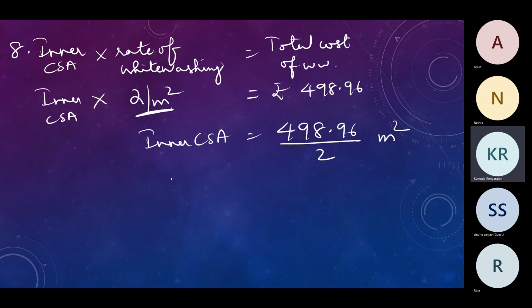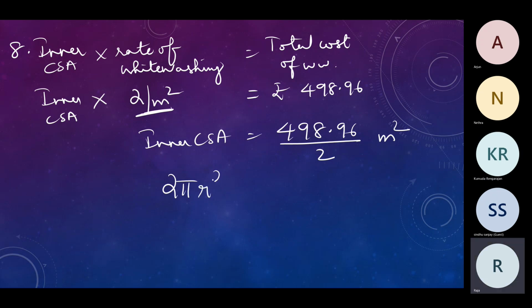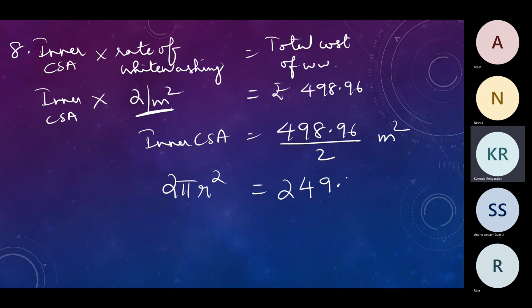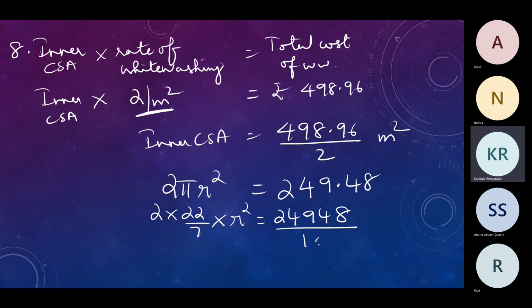So what's the formula to find the inner CSA? 2 pi R square. Okay, so 249.48 meter square. So now take the values, 2 into 22 by 7 into R square. We do not know R, we'll have to find R. R square is equal to, you can take this as a fraction, 24948 divided by 100. You can get rid of the decimal point. I'm not converting, we're just getting rid of the decimal point. So next step.